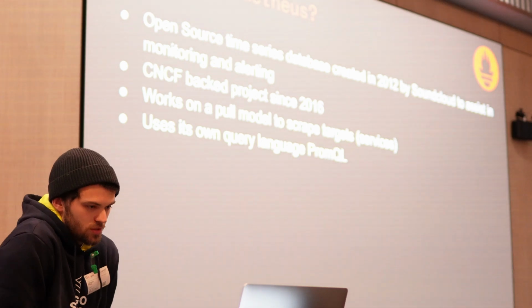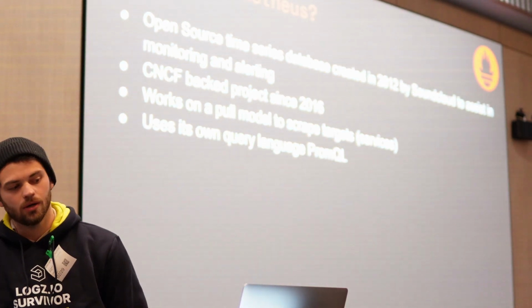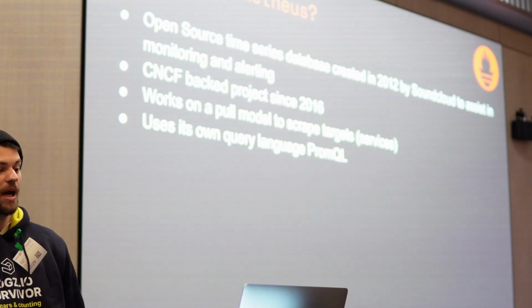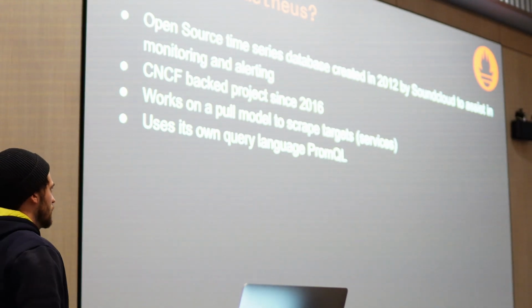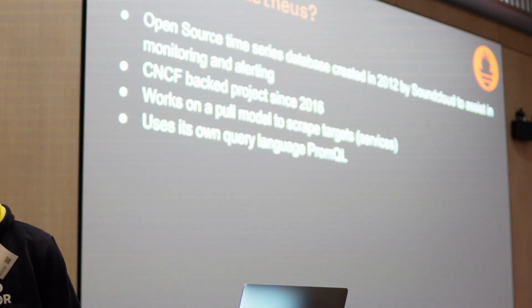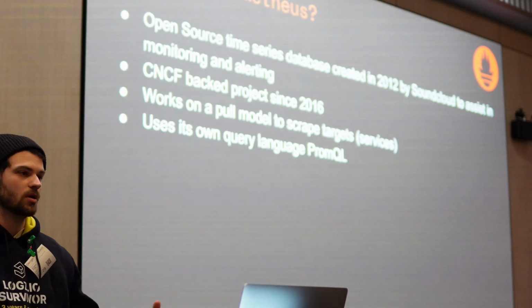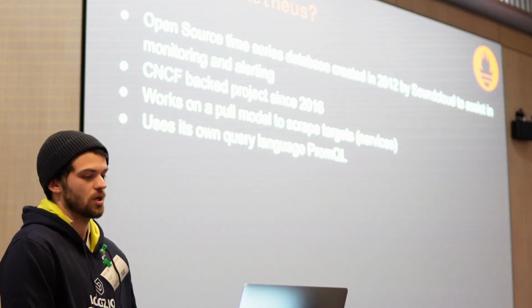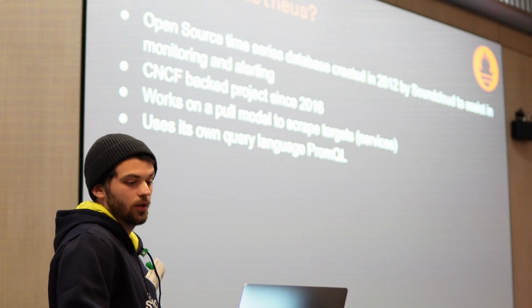So, what is Prometheus? It's an open source time series database created in 2012 by SoundCloud to assist in monitoring and alerting. The good news is it's CNCF backed, so I don't think it's going anywhere. It seems like more and more vendors are integrating with it. I don't see it dying down, it's only getting more popular. It works on a pull model, so in order to scrape targets, scrape applications, scrape services, Kubernetes, it runs on this pull model. And then it uses its own query language, PromQL.